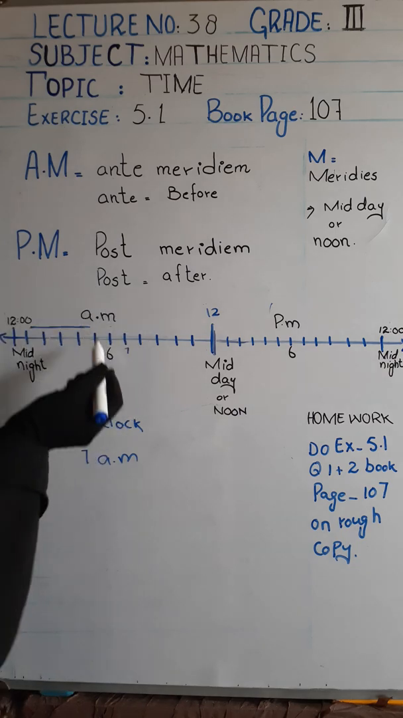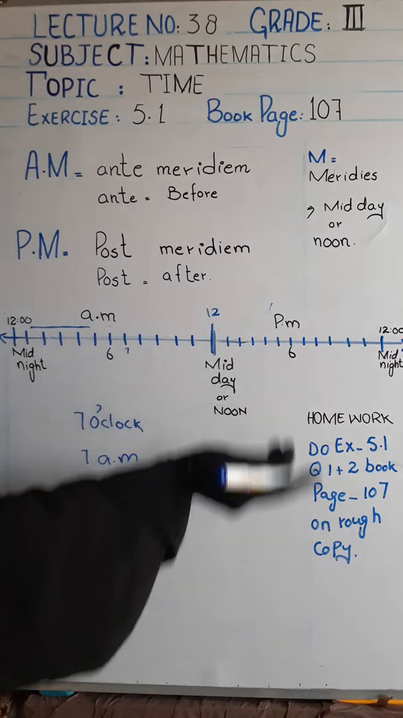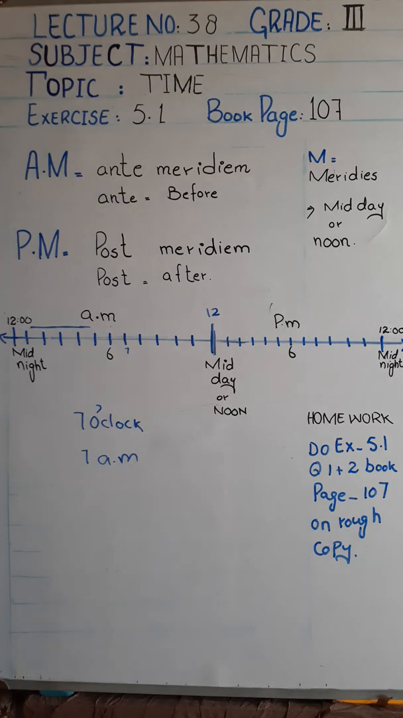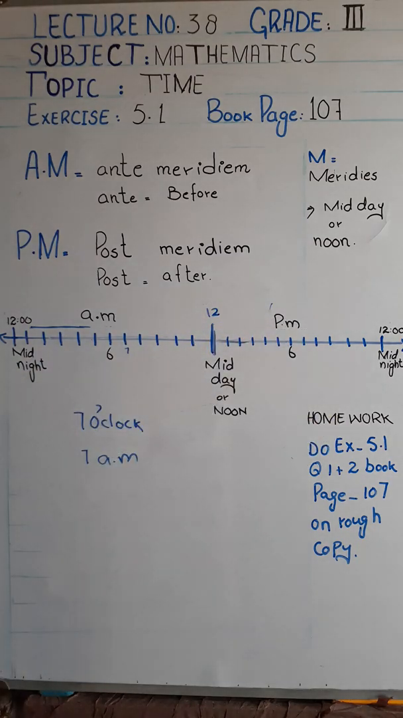Consider your lunch break and assembly time: all these timings are before midday or before noon. But your off time of school is after midday. Your play time, your homework time, when you watch cartoons and go to bed, all these activities come in the afternoon, after midday. Clear, students? So what is meant by AM? AM stands for anti-meridian, where anti means before midday, and PM stands for post-meridian, where post means after midday.